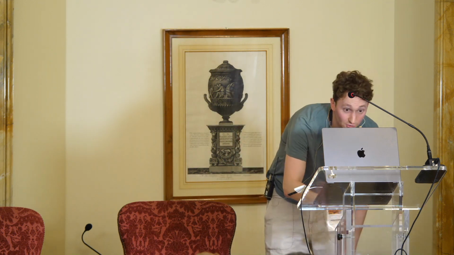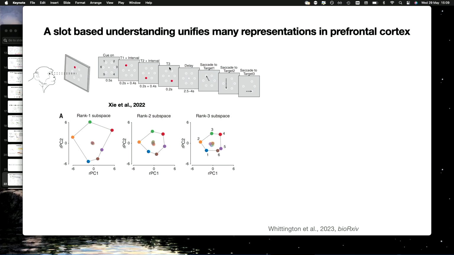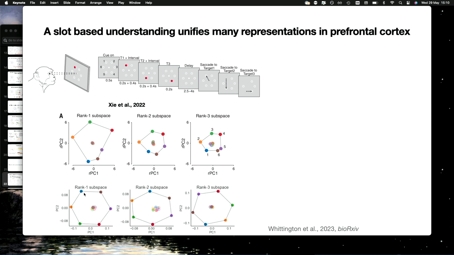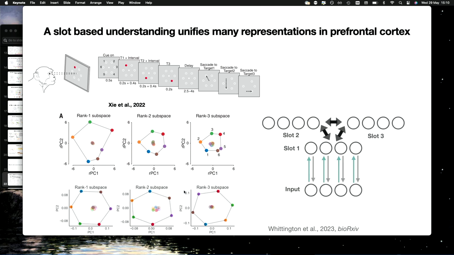As I said, in this task where they go ABC, ABC, during this delay period, it really is the case that the real neurons in prefrontal cortex decompose into 3 subspaces, and that's also true in the RNN as well. What's going on? What's the interpretation? Well, it is exactly this model that we've got right here.